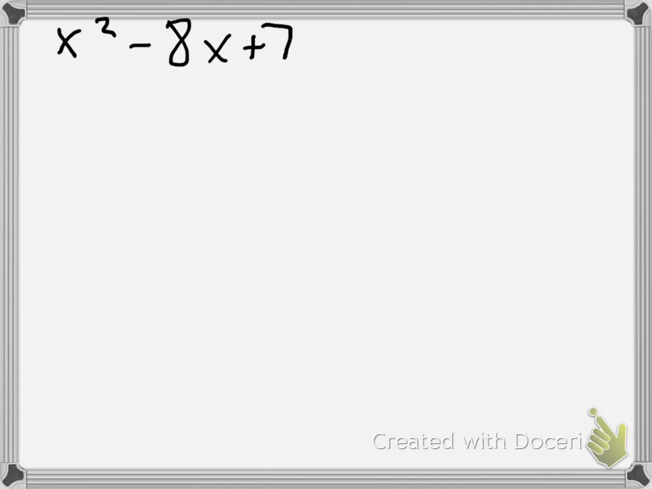So there's our problem. X squared minus 8x plus 7. Remember, I want to factor it, so it's going to look something like this at the bottom. I'm going to have the x in the beginning of each term, and then I'm going to have some numbers, positive or negative, or both positive or both negative, depending on the situation.